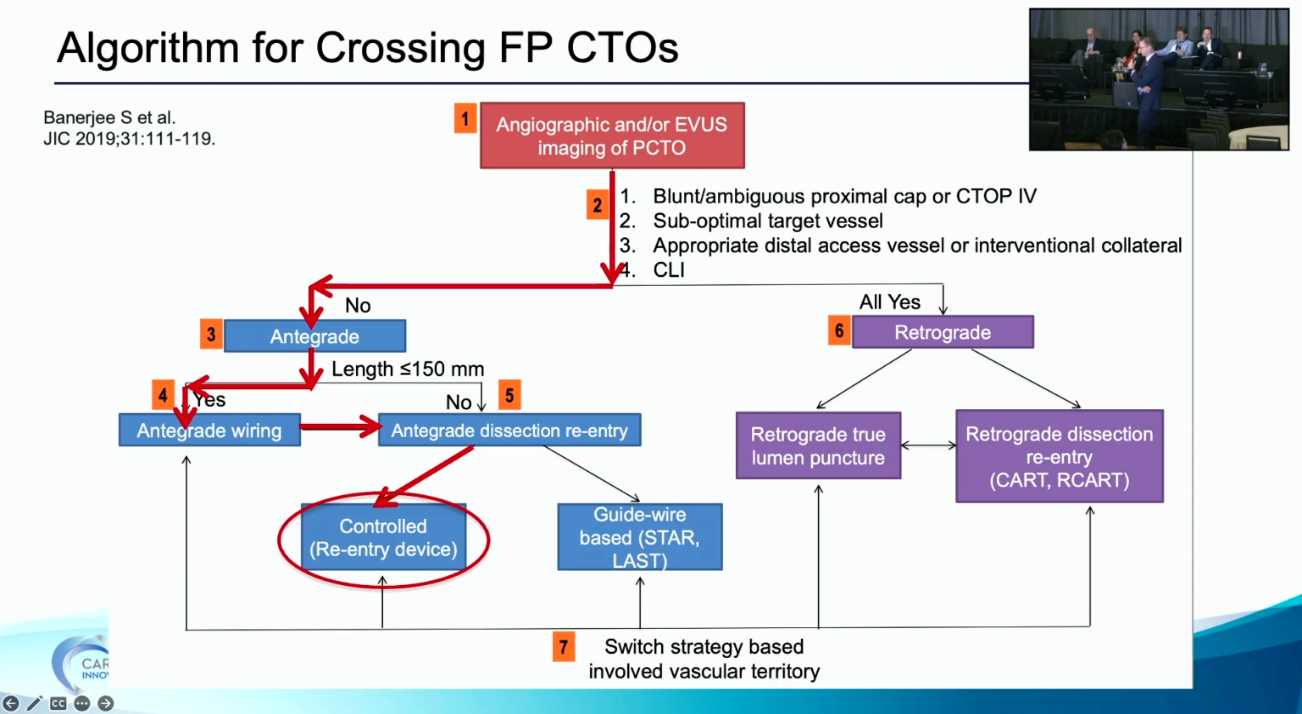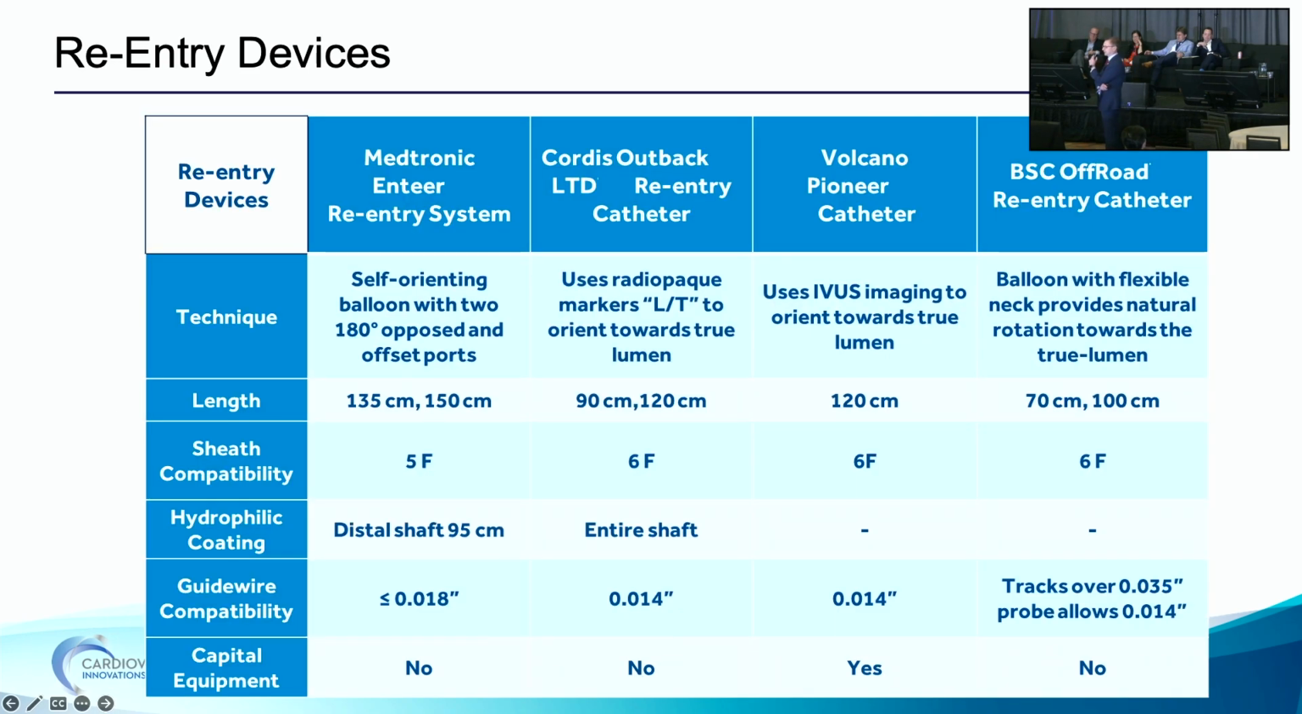So don't blame me for this case. So you've got a few options. You can always switch and go retrograde, but I think you can also consider doing re-entry, right? If you're in a good position, if you're parallel to the vessel, if you're close enough, and you think you can safely re-enter without dissecting too far, that's still an option.